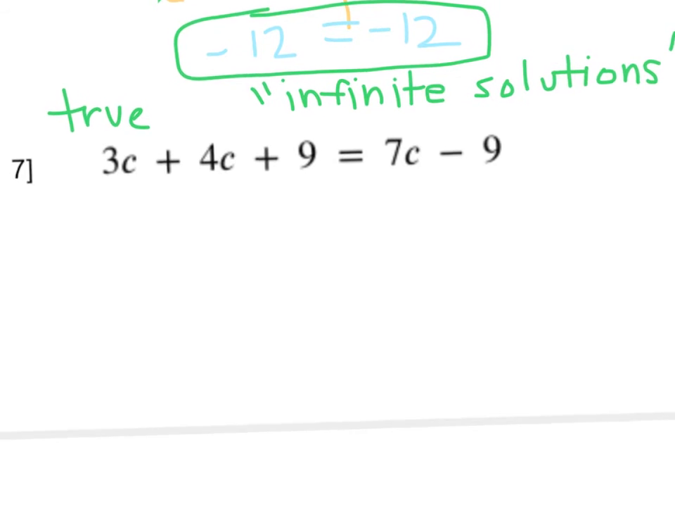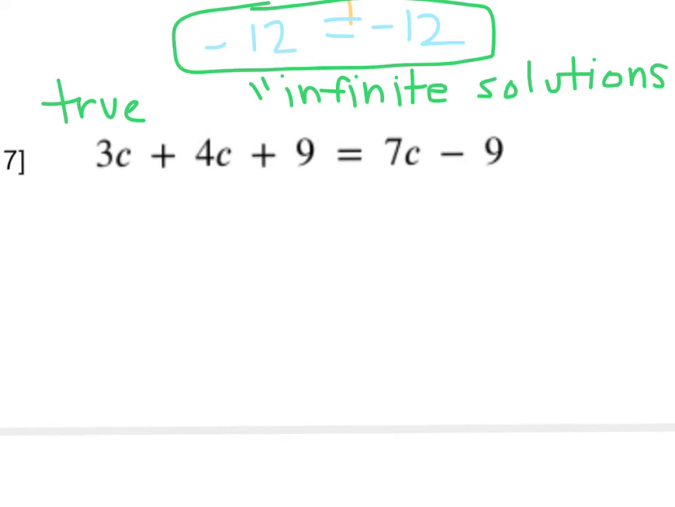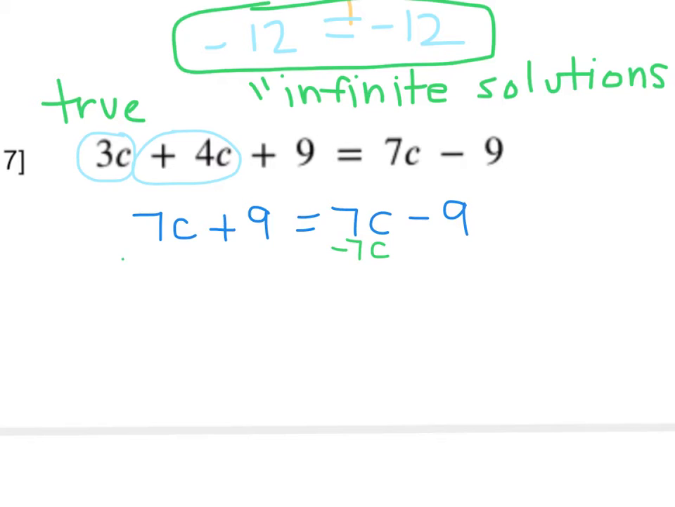Okay, no distributive property this time, but we do have to combine like terms. So I'm looking here, 3c and 4c. 3 plus 4, that's 7c. Bring everything else down. Okay, now let's get our letters together. So here's another example where our variable cancels out on both sides. And we're left with 9 equals -9.